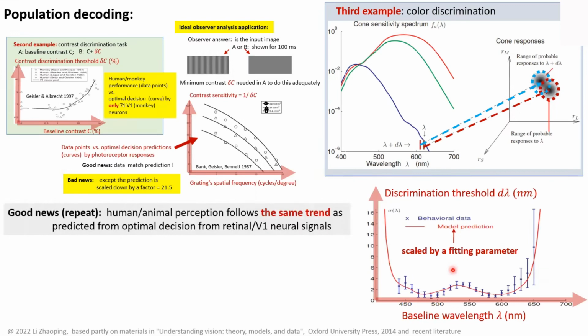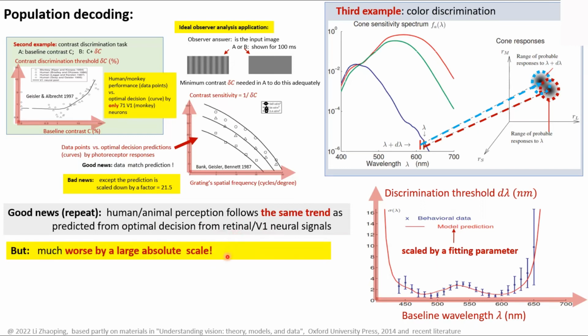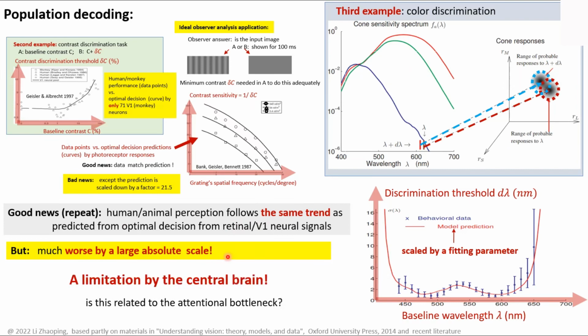All of these repeat the good news: human and animal decoding follows the same trend as predicted from optimal decisions from the retina and V1 signals. And the bad news is that, by a big margin, the whole animal is performing very, very poorly. That's very strange. So somehow there is a limitation in the central brain and not in the retina. Is this related to an attentional bottleneck? We can ask that question.